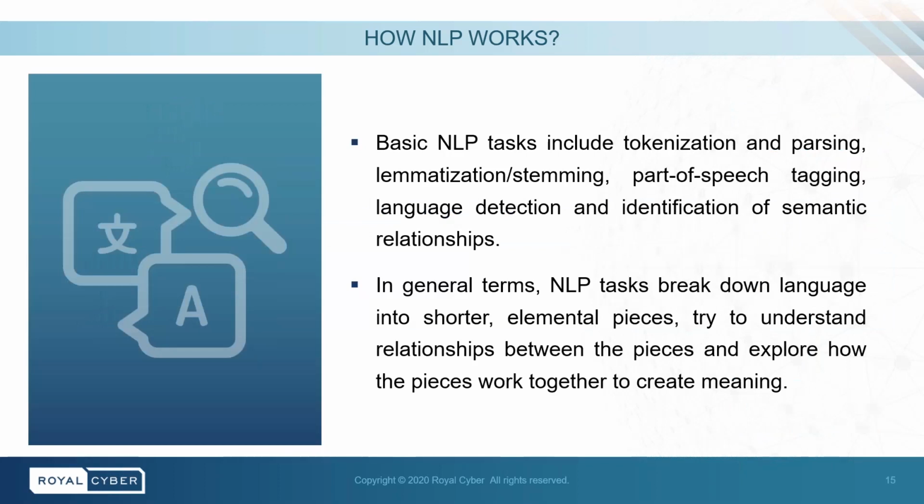So basic NLP includes tokenization, parsing, lemmatization, parts of speech tagging, language detection, and identification of semantic relationships. And of course, in general terms, NLP tasks break down language into shorter elemental pieces to try and understand the relationships between these pieces and explore how the pieces work together and create meaning. So, Paul, how would all of this be done?